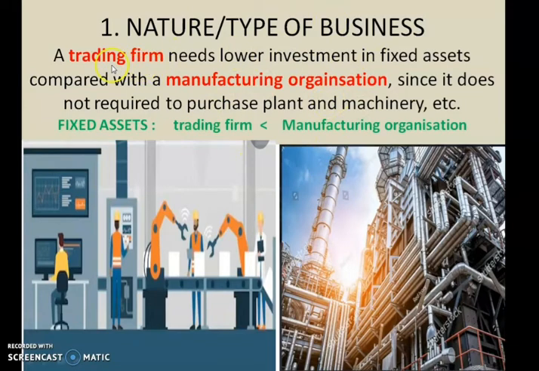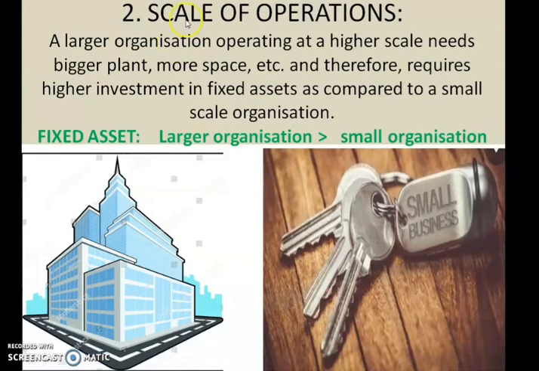So, if we are comparing a trading firm with a manufacturing firm, the requirement of fixed capital is more in the manufacturing organization. Because they are making more use of plant and machinery, they will purchase more plant and machinery. Hence, the manufacturing organization's requirement for fixed assets is more than the trading firm's. So as a conclusion, we can say fixed asset requirement is more in a manufacturing organization than in trading firms.